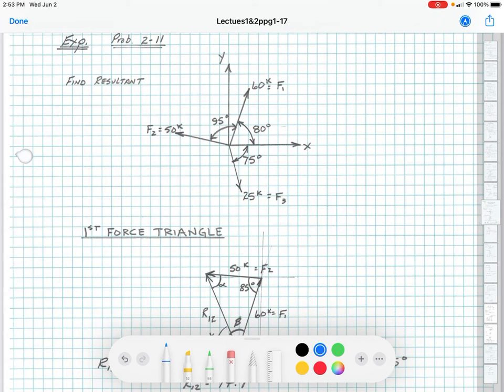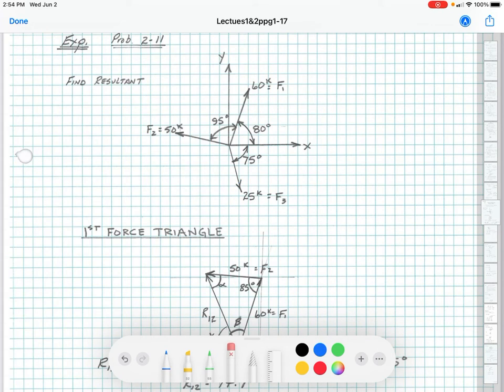So we have three forces. F1 is a 60 kip load that is 80 degrees counterclockwise from the x-axis. We have an F2 that is 50 kips, which is an additional 95 degrees more counterclockwise from the F1 vector line of action. And then we have a 25 kip force, F3, which is 75 degrees clockwise from the positive x-axis. So that's this one right here.